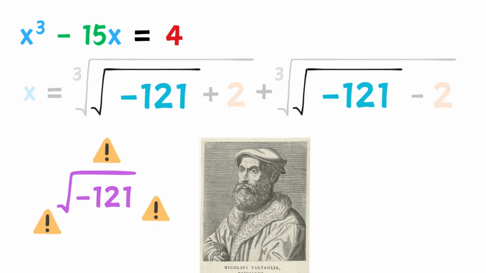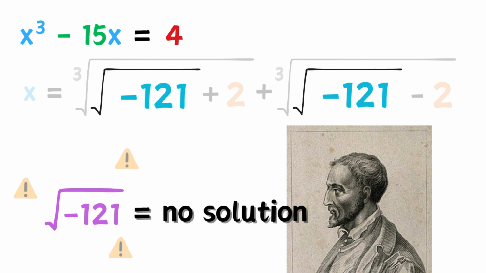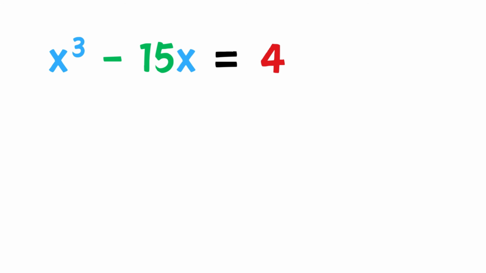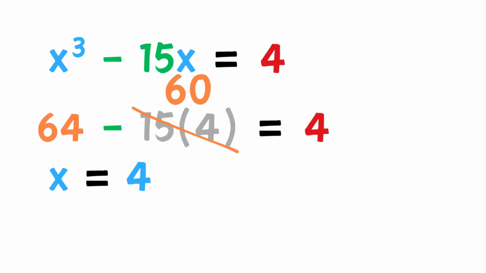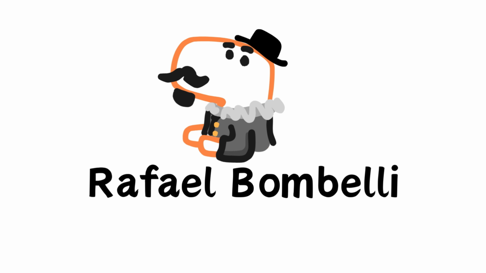Neither Tartaglia nor Cardano could explain this. Cardano thought there was no solution if the formula involved the square root of negative numbers, which he called fictitious. But notice, in this cubic, there is a real solution: 4. Then Rafael Bombelli came along, and he did something mathematicians hadn't dared to do before.